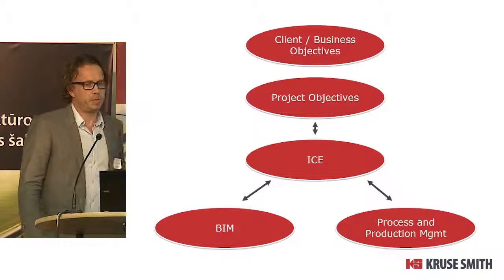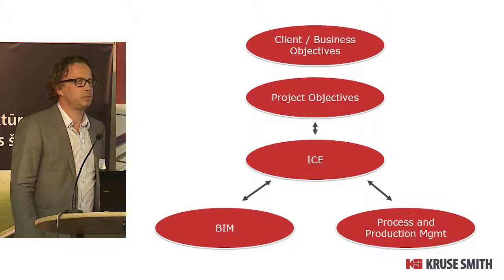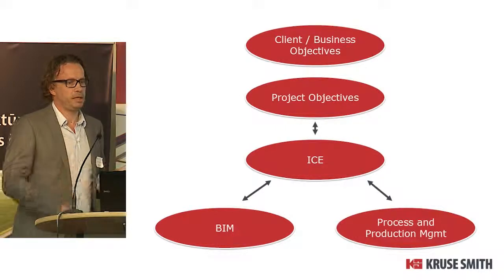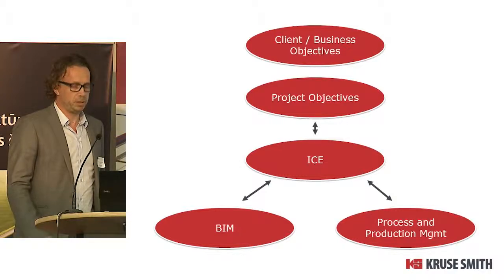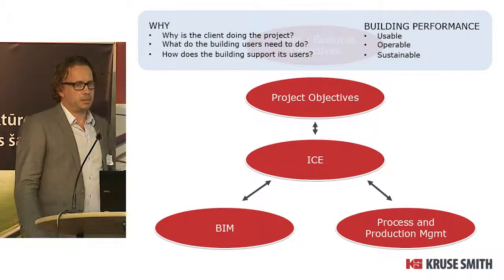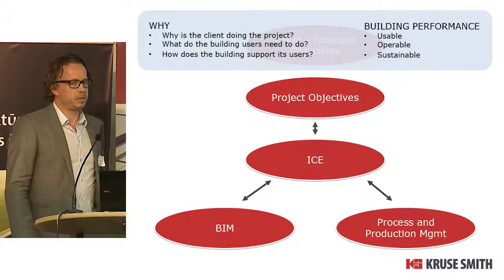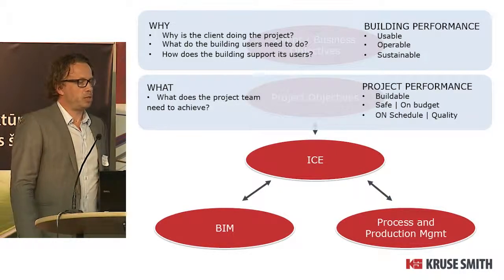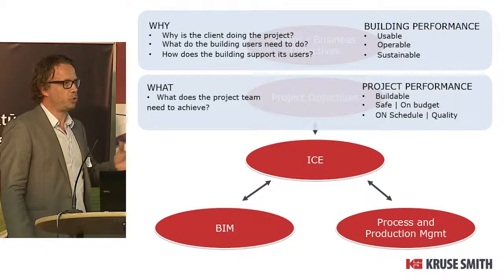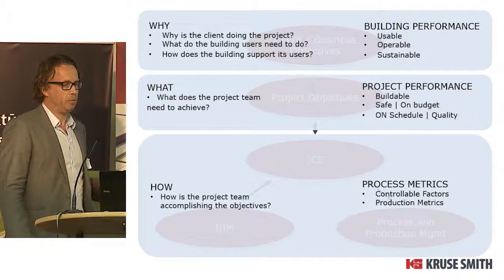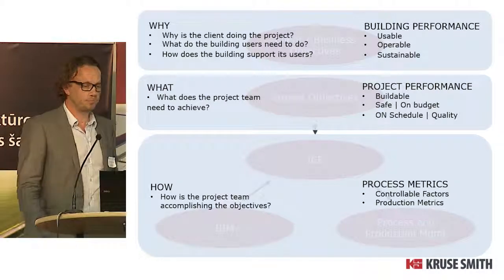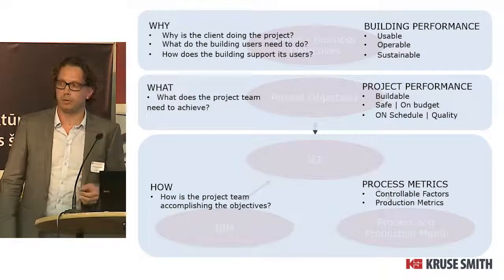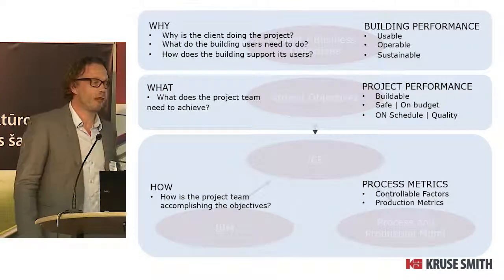If we try to describe it with a figure, we have the objectives: client, business, and project objectives. We have the ICE sessions, which is a meeting technique. We have BIM, of course, and we have process and production management. Like, why is the client doing the project? How should the building perform? What does the project team need to achieve? How is the project going to perform? And how are we going to do that? By using the process metrics. So you have the driving questions on the left and the driving factors on the right side.